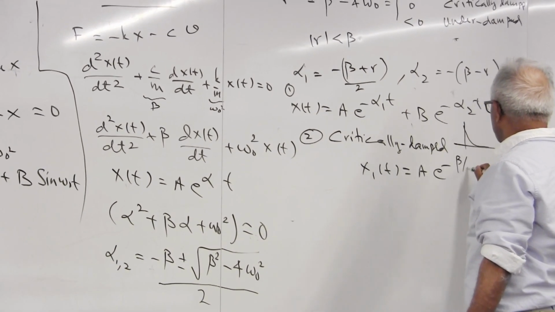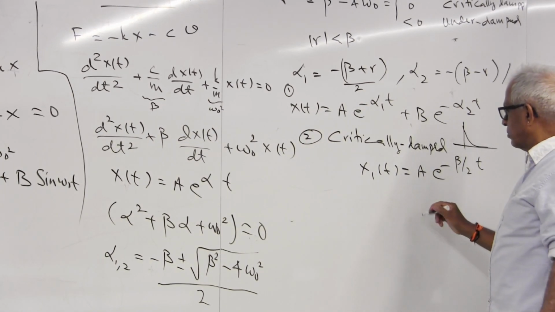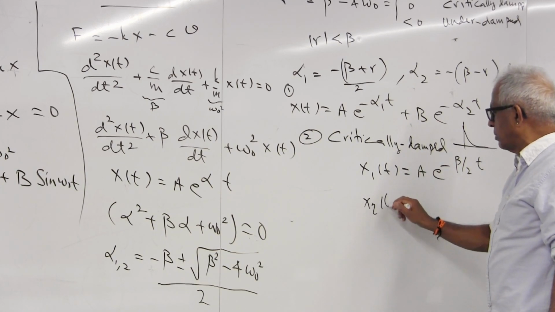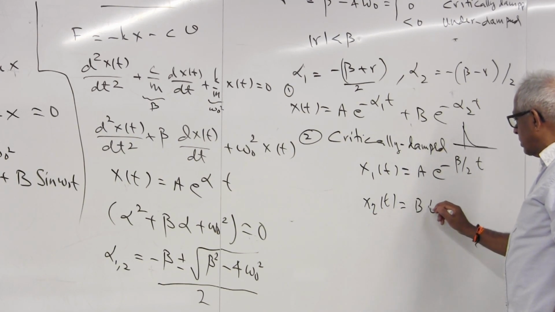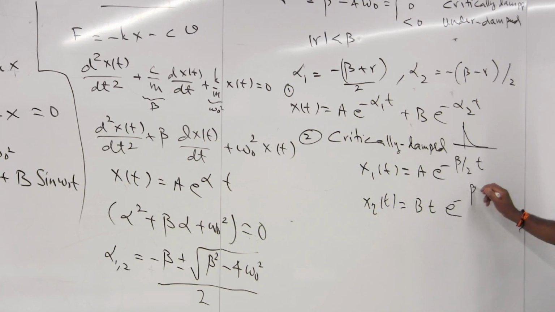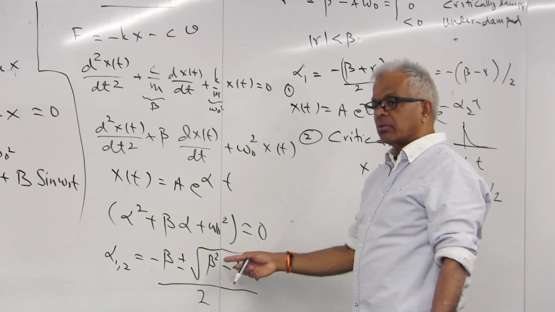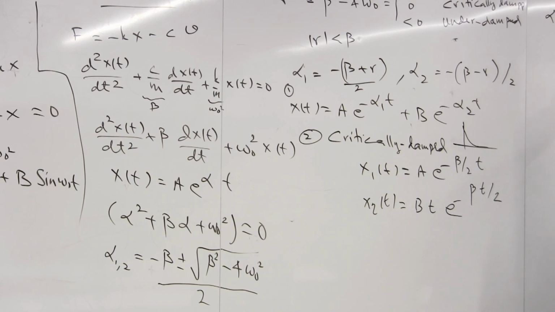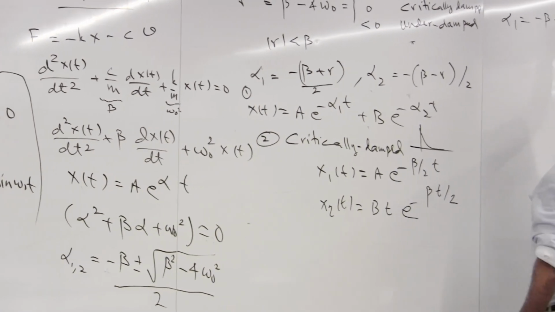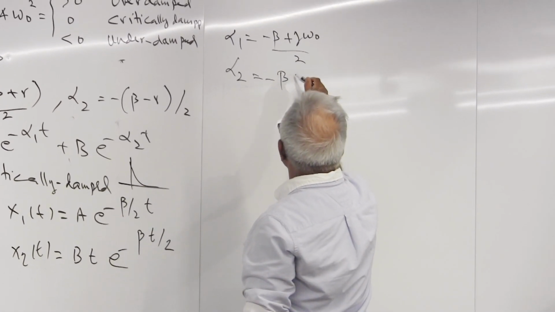So this is minus beta by 2, and you need a second solution. So that will be, again, I'm not going into the details, x2 of t will be, by D'Alembert's principle or whatever, t e raised to minus beta t by 2. So again, they are decaying. The third case is this is negative, so you can write it as alpha 1 as minus beta 1 plus j omega naught by 2, alpha 2 as minus beta minus j.